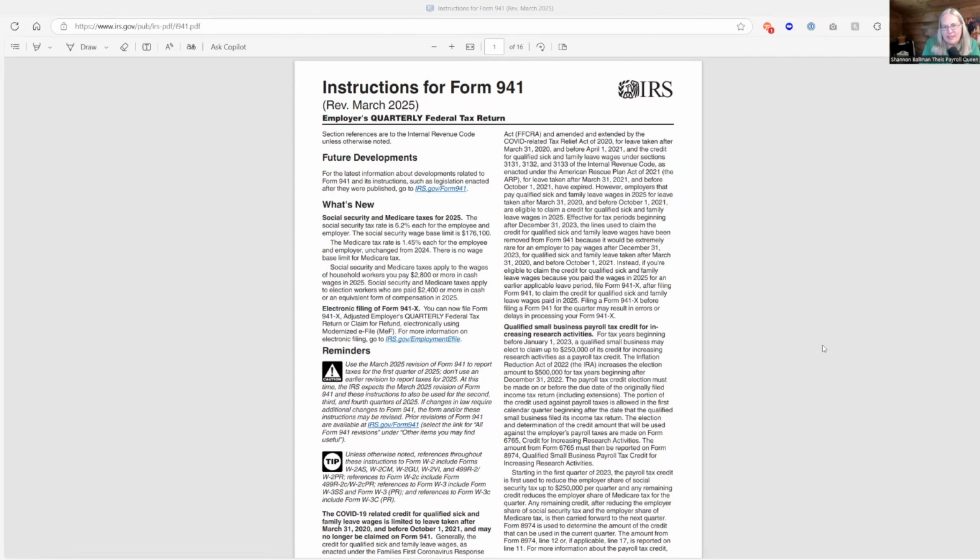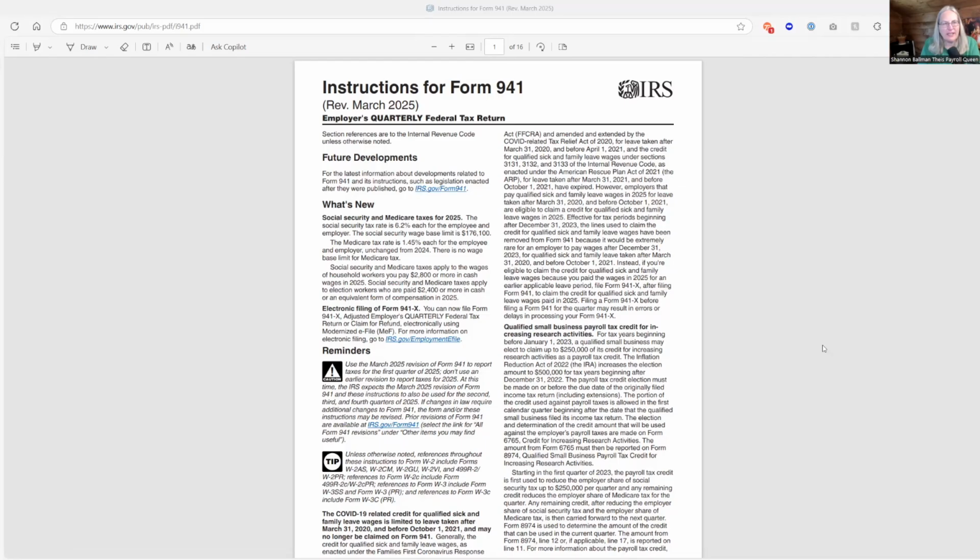Social Security and Medicare taxes for 2025 have different rates. So the Social Security tax rate, it's not a different rate. I misspoke. It's a different wage-based limit. So Social Security is half of FICA taxes. Medicare is the other half. And the Social Security tax rate is still 6.2% for the employee and for the employer.